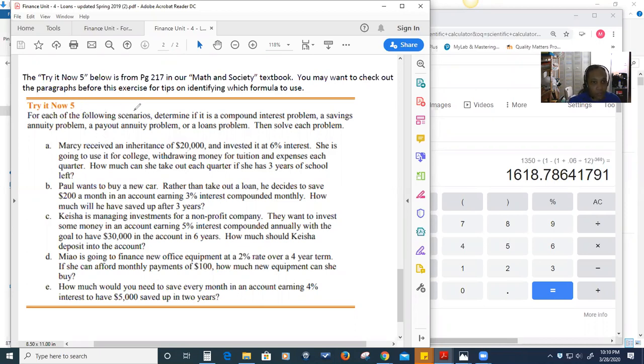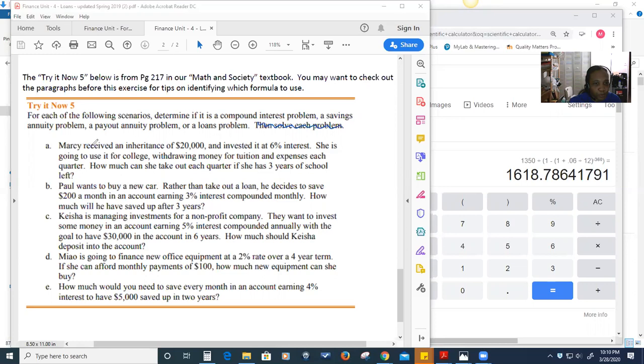For each of the following scenarios, determine if it is a compound interest problem, a savings annuity problem, a payout annuity problem, or a loans problem. We're not going to solve. You can if you'd like on your own.